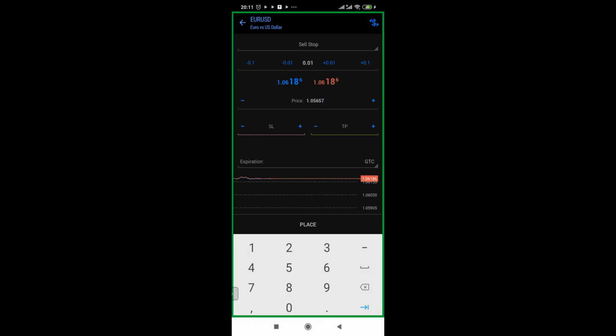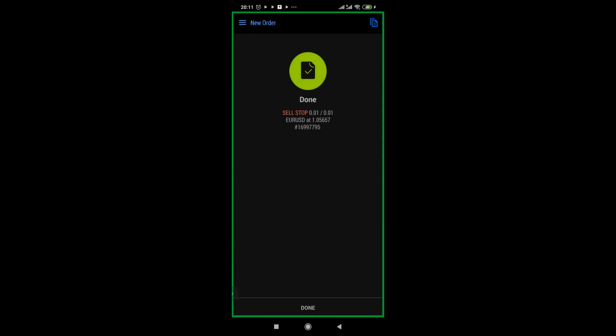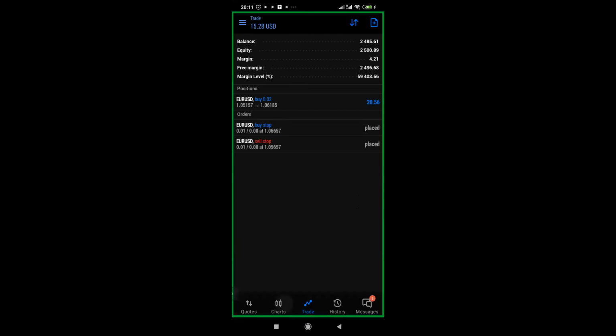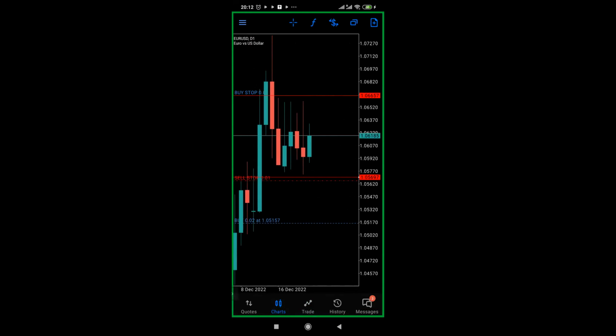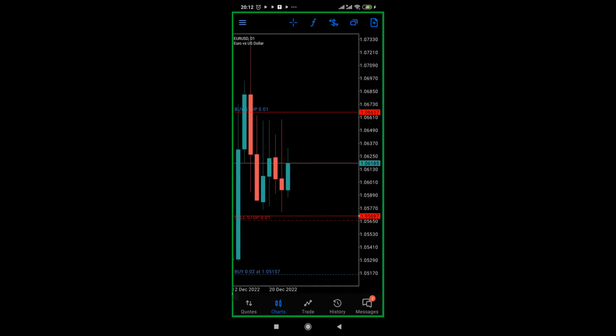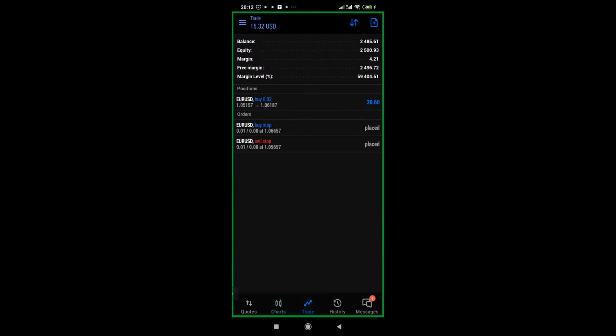Okay, so that's where you put the price, put your stop loss and take profit, and then you click on place. As soon as you do that, if you go back to your chart, you'll be entered into the market at that point for a sell stop. So that is how we use pending orders. The goal of pending orders is also to enter a buy or sell trade, right?